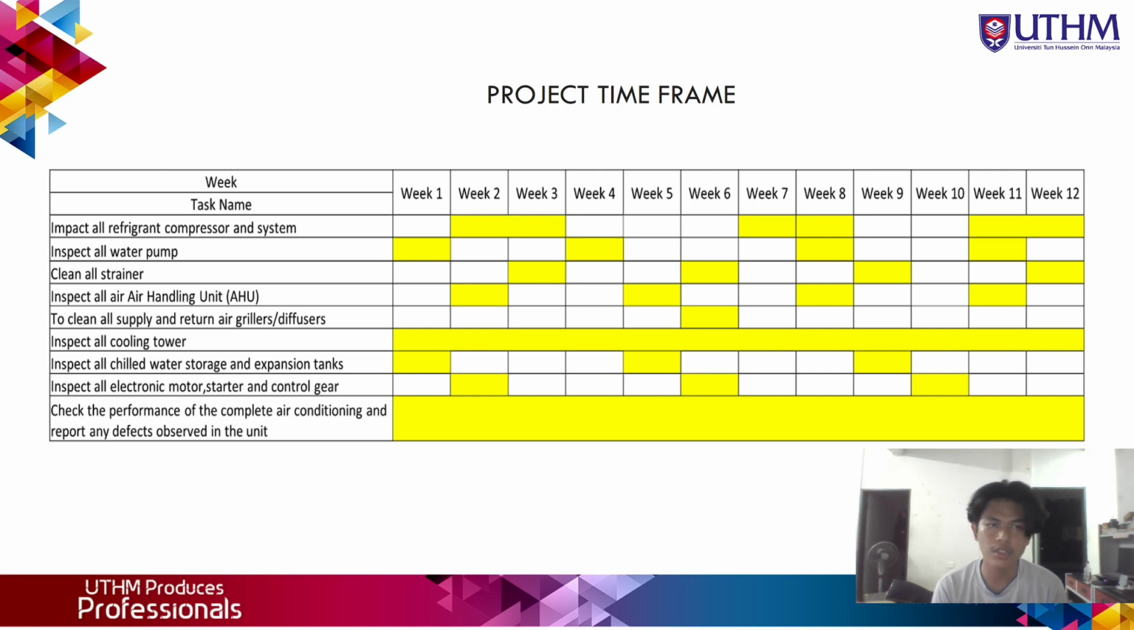To clean all the supply and return air grilles, we only do it once, so we will take the middle of the weeks, and we will choose week 6. Inspect all cooling towers. This progress needs to be done every week. Inspect all chill water storage and expansion tanks. This needs to be done in week 1, week 5 and week 9. Inspect all electric motors, starters and control gear: week 2, week 6 and week 10.